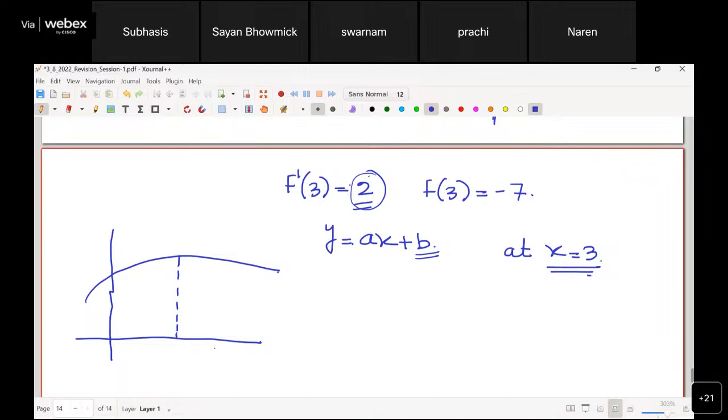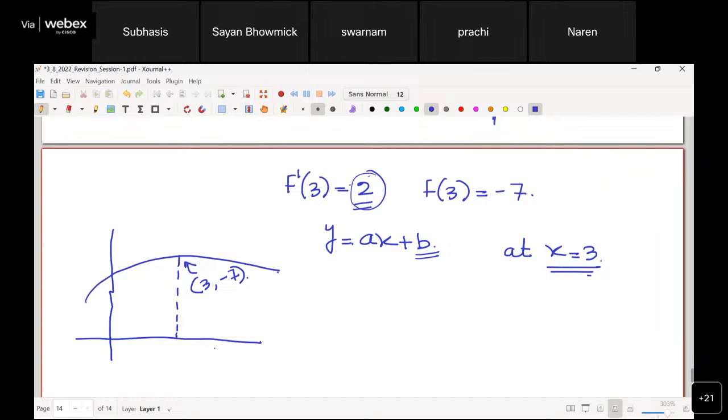Please let me compute. So after that we'll get the point. So this point is basically 3, -7, right?